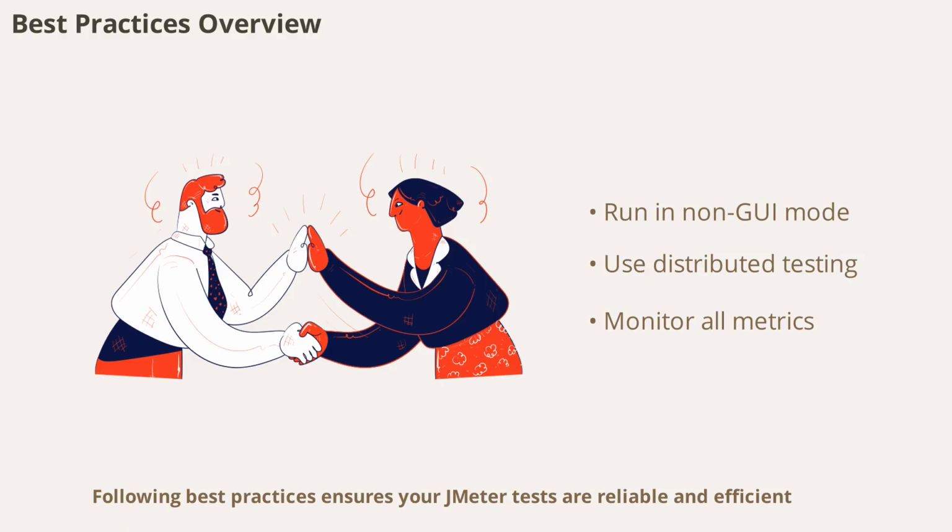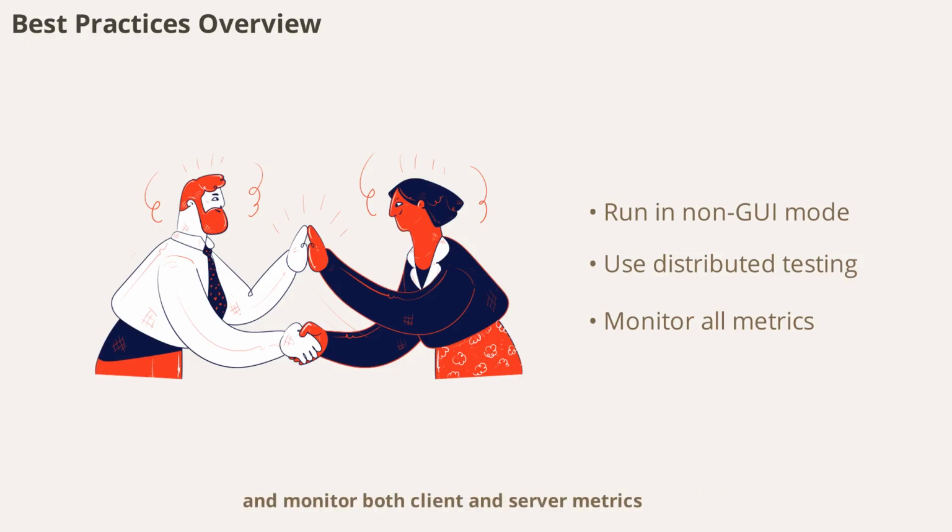Following best practices ensures your JMeter tests are reliable and efficient. Always run large tests in non-GUI mode, use distributed testing for scalability, warm up the server before testing, keep your test data realistic, and monitor both client and server metrics. These habits help you get the most accurate and useful results.